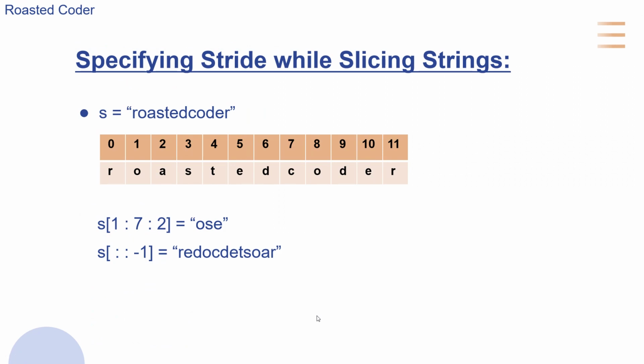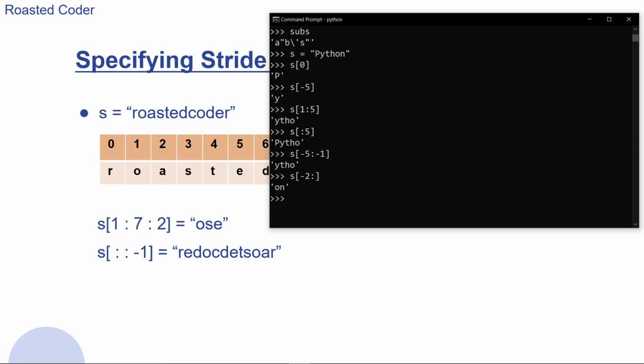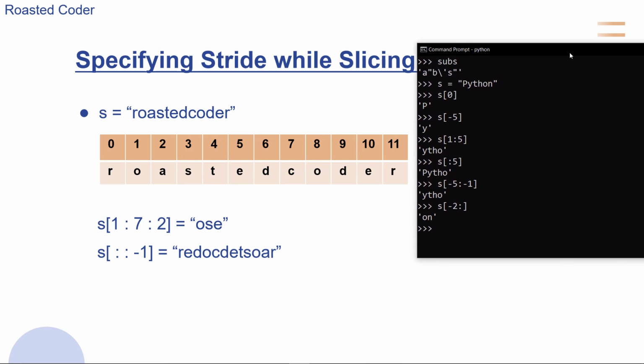Now this is specifying the stride while slicing strings. We saw that if we just pass start and end, it takes all the characters in the string within this range. And if you want, let's take an example, a larger string will be okay too.